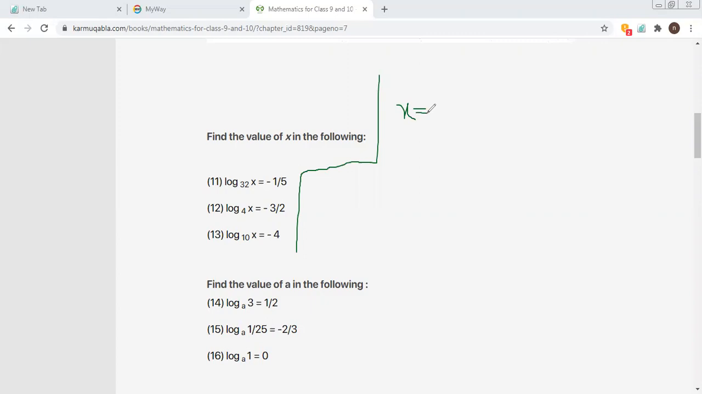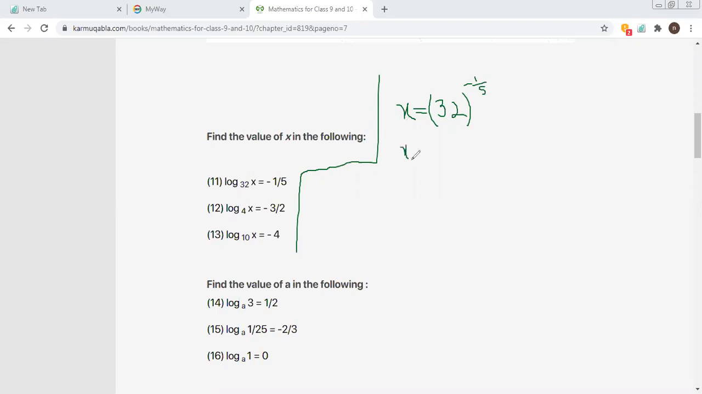Okay, we will write it in exponential form so that it becomes the power of, yes, x is equal to 32 and minus 1 upon 2. I have converted logarithm form into standard form. Is there any confusion, class? No, miss. Okay.